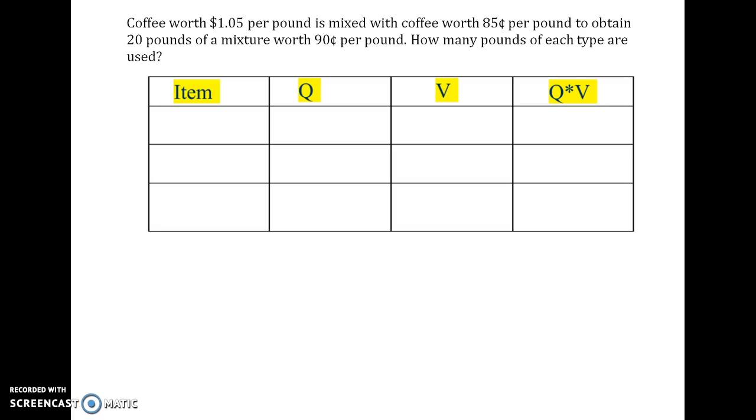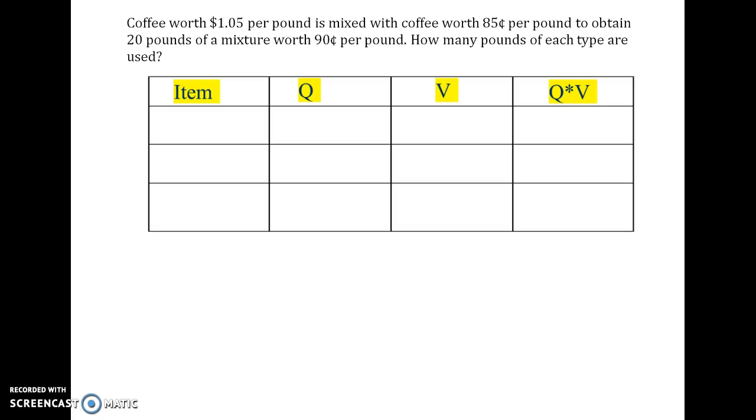Okay, so we have coffee worth $1.05 per pound is mixed with coffee worth 85 cents per pound to obtain 20 pounds of mixture worth 90 cents per pound. This is almost exactly like the problem from the homework, but I'm going to go ahead and do it anyways. So many types of coffee that we have.